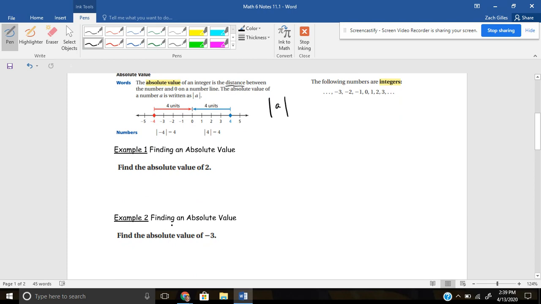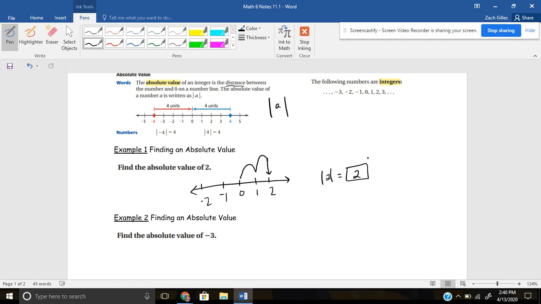So let's try a few examples. The first one says find the absolute value of 2. Essentially, what we're doing is, sorry, that's not the most straight number line I've ever made, we're seeing how far away from 0 is 2. Well, it's 1, 2 distances. It's 2 away from 0. So the absolute value of 2 is equal to 2. 2 is our answer. It's 2 away from 0.